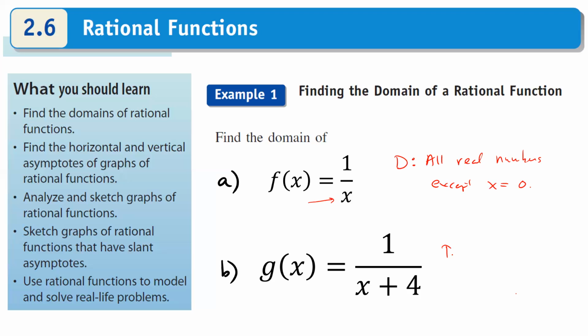On this one here, what will cause a 0 in the denominator? All real numbers except x equals -4 is our little problem there.